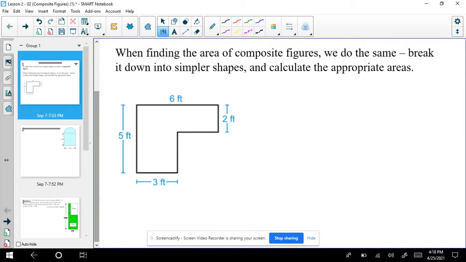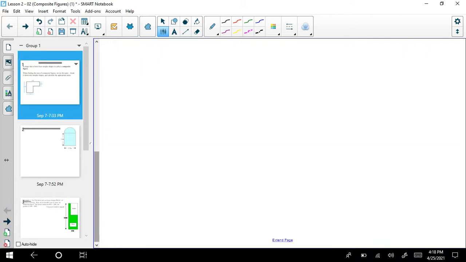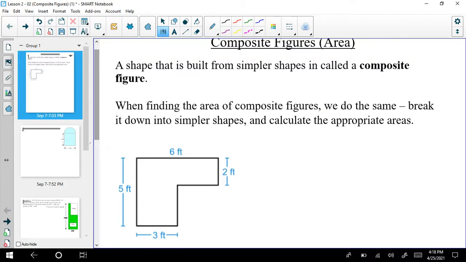So if we take a look at this one here, I'm just going to hide this because we'll need more space. If we take a look at the composite figure here, we can break this down into two simpler shapes, right? So what I can do right now is break this right here. And now we only have to deal with 2 simple shapes that we already know how to deal with. We know how to deal with a square and we know how to deal with a rectangle.